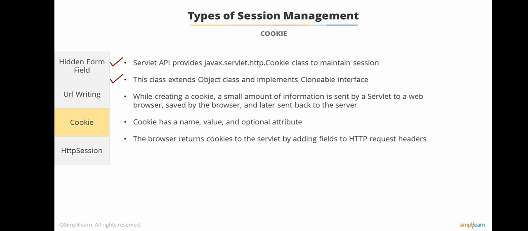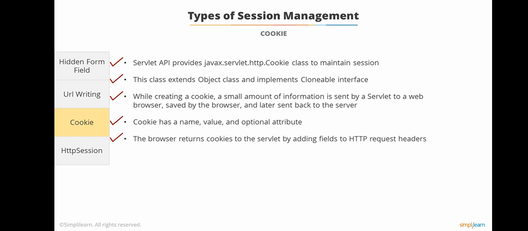While creating a cookie, a small amount of information is sent by a servlet to a web browser, saved by the browser, and later sent back to the server. A cookie has a name, a value, and optional attributes. The browser returns cookies to the servlet by adding fields to HTTP request headers.